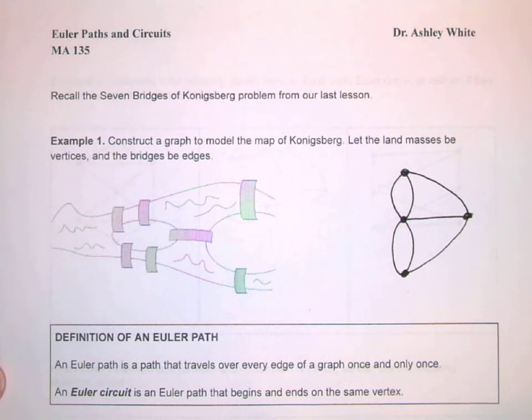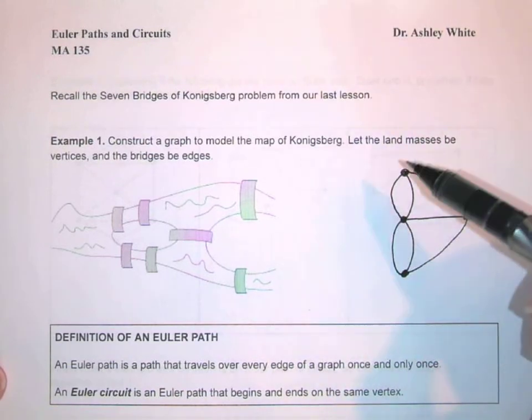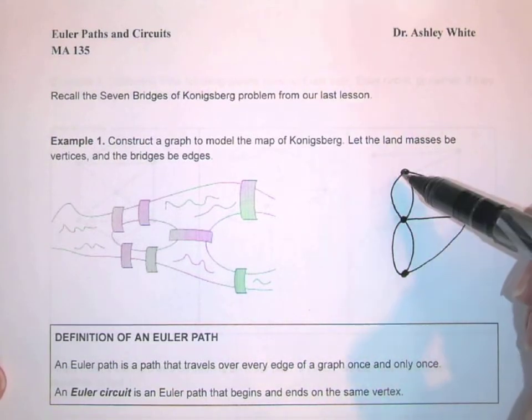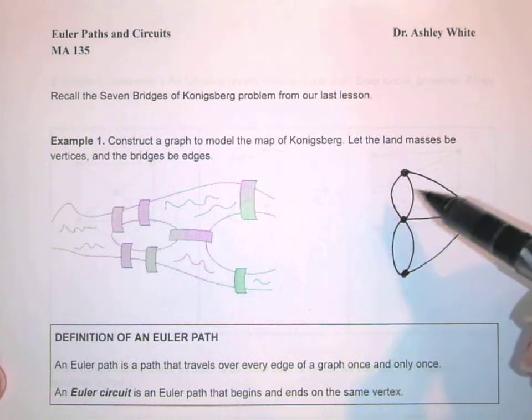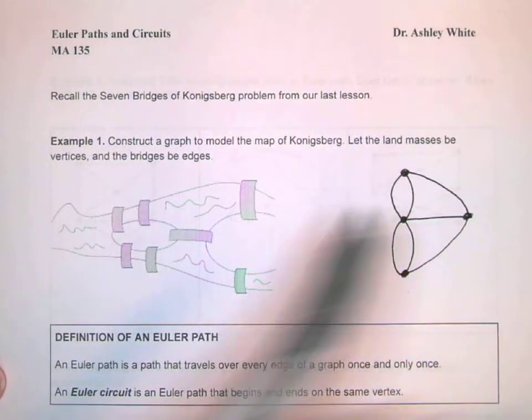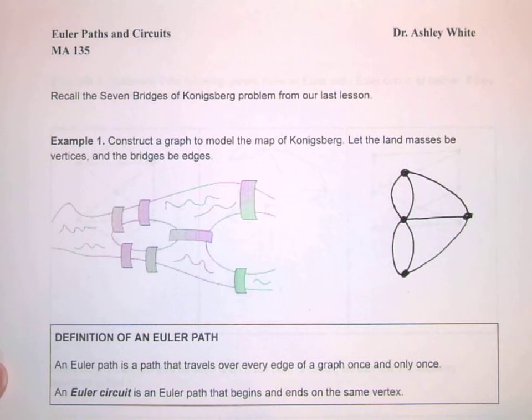So the original problem that the people of Königsberg were looking for was a way to cross every bridge once and only once. Last lesson we said that Leonhard Euler in 1735 proved that this was impossible to do on the graph, but why was this impossible to do?